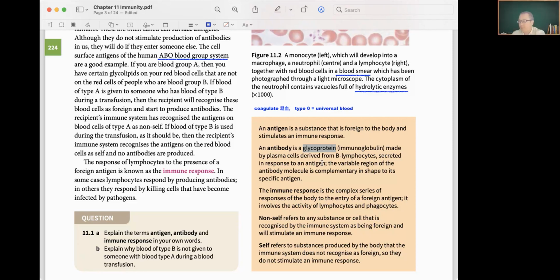Where have we mentioned the glycoprotein? We have mentioned it in the virus, the GP120 and GP41, right? And also we have mentioned glycoprotein in the introduction of the animal cell membrane. So, what's the function of the glycoprotein?